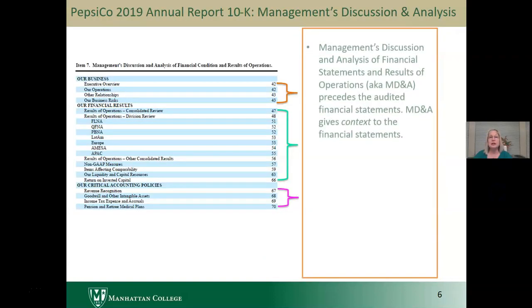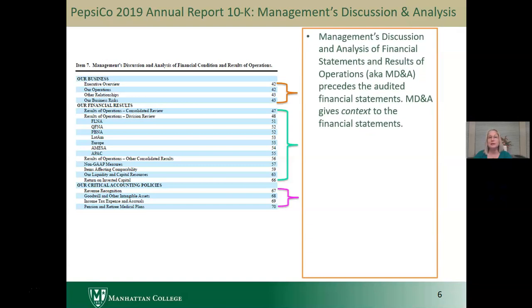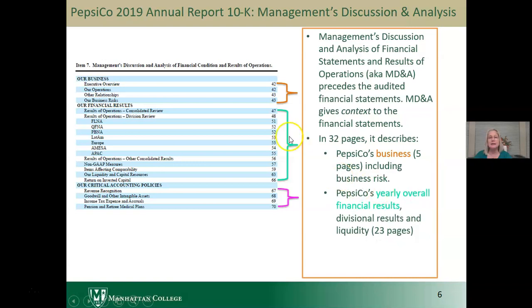For management discussion and analysis, you'll notice there's quite a bit of pages. They precede the audited financial statements and give them context. There's 32 whole pages of this. First, it describes their business in 5 pages, including their business risk. Second, yearly overall financial results. So overall, for each division, see Frito-Lay North America, Quaker Foods North America, Pepsi Beverage North America, other international divisions, other consolidated results, items affecting comparability, liquidity, capital resources.